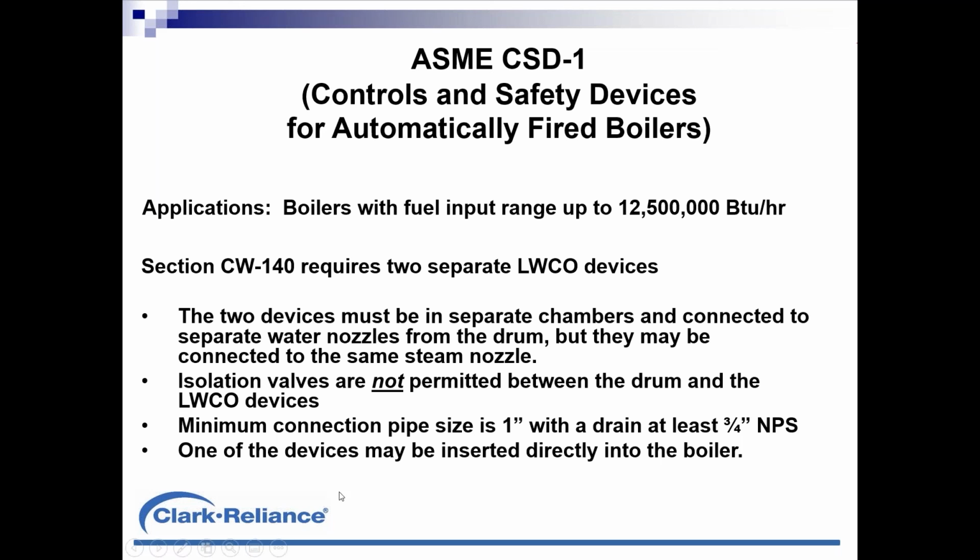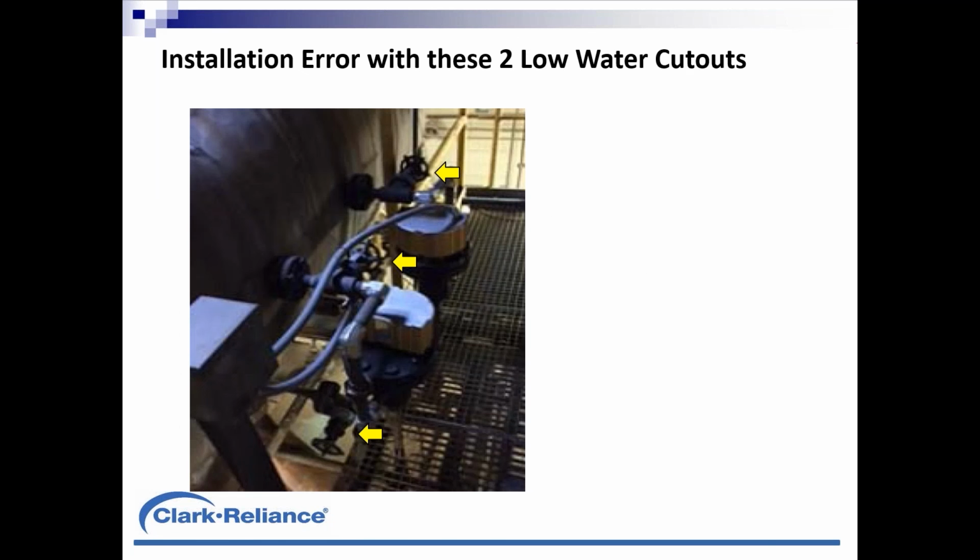Just as I mentioned for water columns, the minimum connection size to the vessel or drum is 1 inch, and the minimum drain size is at least 3/4 inches. And one of the devices could go right inside the boiler. That's commonly done on many low pressure industrial boilers used, say, in dry cleaning or low industrial application needs.